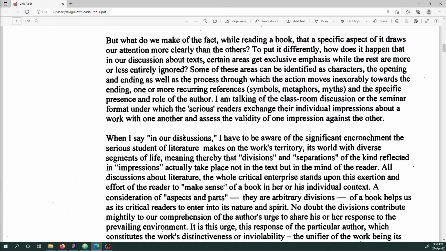All discussions about literature, the whole critical enterprise, stands upon this exertion and effort of the reader to make sense of the book in her or his individual context. A consideration of aspects and parts, though arbitrary divisions of a book, helps us as critical readers to enter into its nature and spirit.